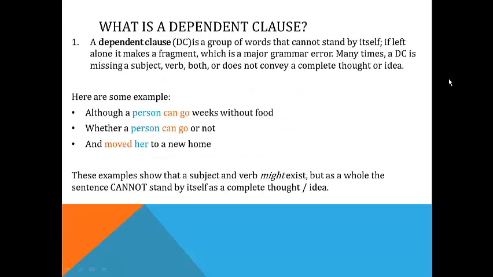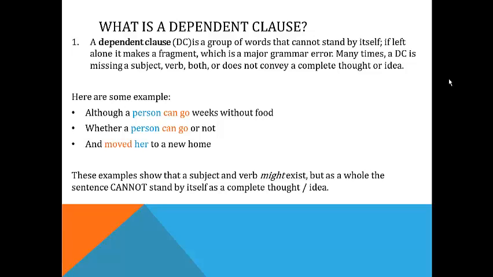So let's talk about a dependent clause. A dependent clause is a group of words that cannot stand by itself. If left alone, it makes a fragment, which is a major and honestly a very common grammar error. Many times a dependent clause is missing a subject or verb, or it's just not conveying a complete thought or idea. So here are some examples.